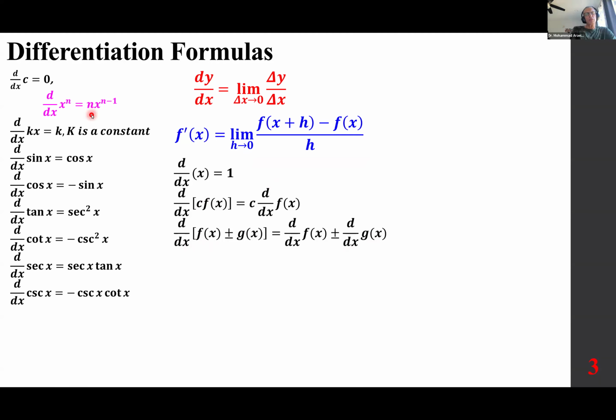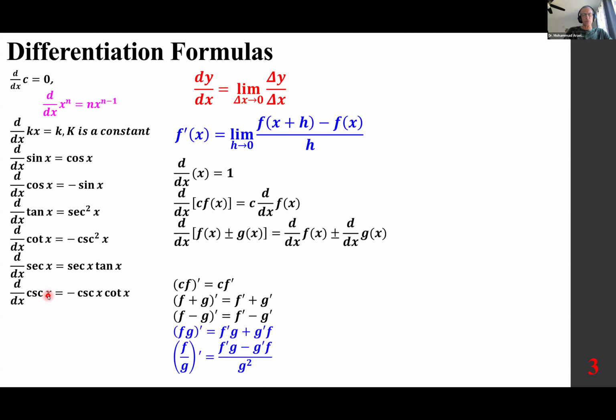The power rule: the derivative of x to the power of n is n x to the power of n minus 1. The derivative of a constant, any number, is 0, and therefore the derivative of kx is k. And then the trigonometric functions. The derivative of sine is cosine, cosine is negative sine, tan is secant squared. The derivative of cotangent is negative cosecant squared, secant is secant tan, and cosecant is negative cosecant cotangent.